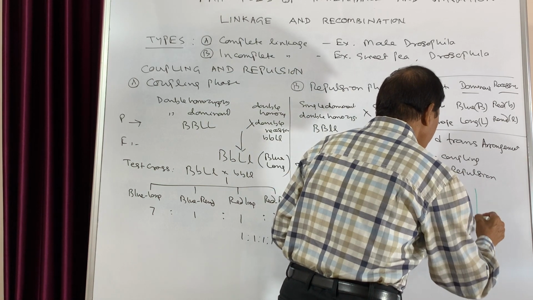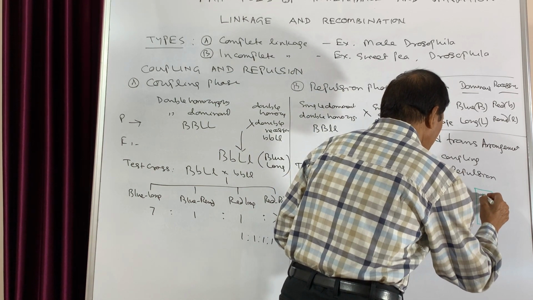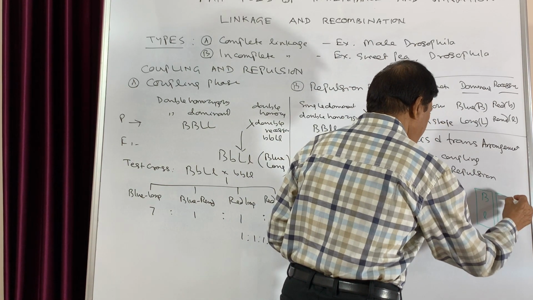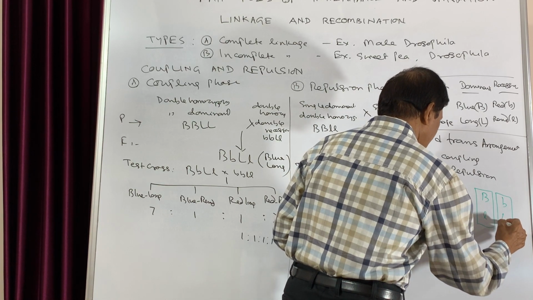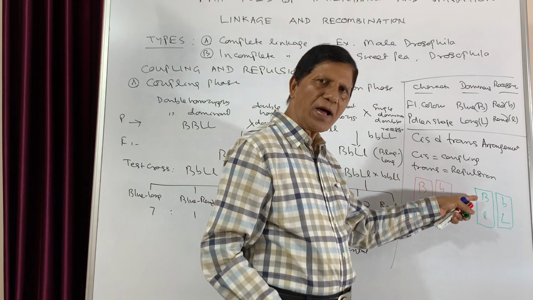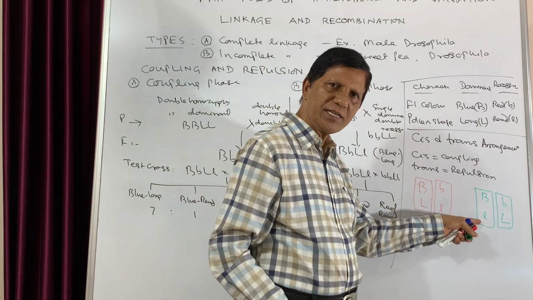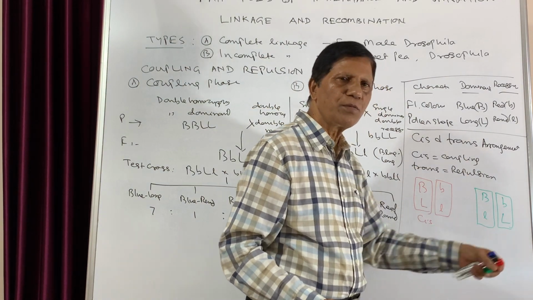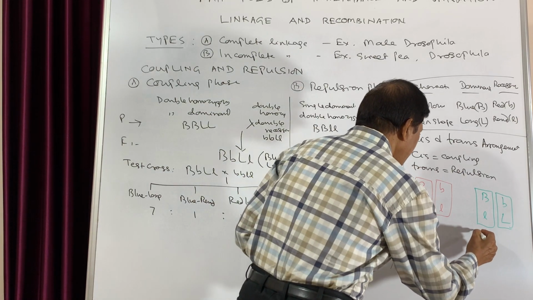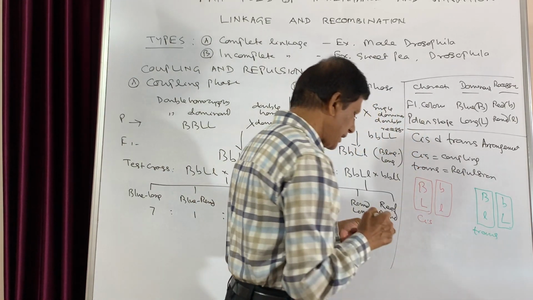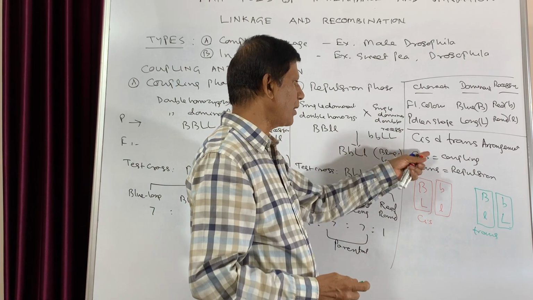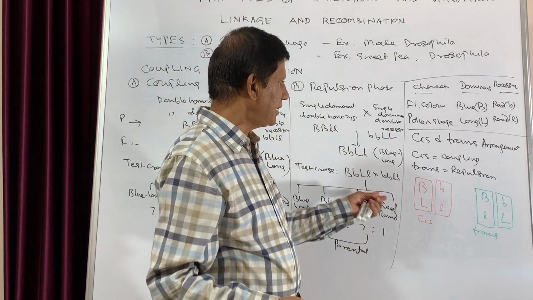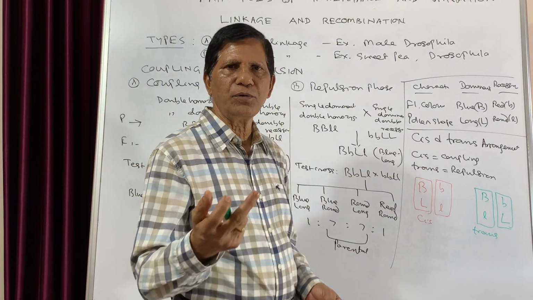While in case of trans arrangement, what happens? In a trans arrangement, one capital B and the small l, that means one dominant, one recessive, and in the other one, small b and capital L. That means in one chromosome, one dominant, the other is recessive, and in the homologous chromosome, the dominant one becomes recessive and recessive becomes dominant. So this is known as cis arrangement. This is known as trans arrangement. That means cis is equivalent to coupling and trans is equivalent to repulsion. So according to Morgan, the cis and trans arrangement are equivalent to coupling and repulsion.